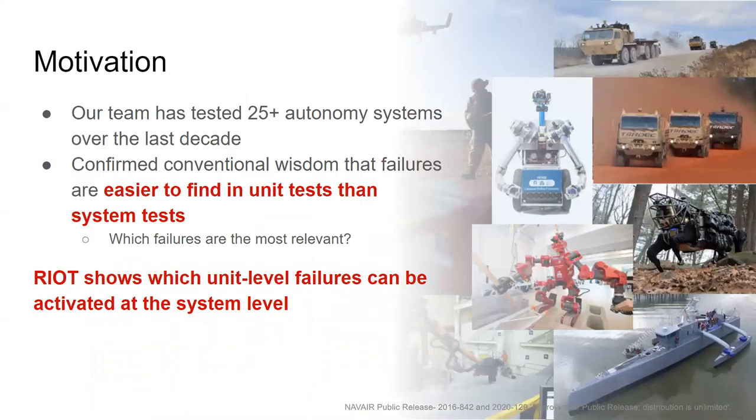To motivate this work, we use our expertise of testing over 25 autonomy systems in the last decade. In doing so, we confirm the conventional wisdom that failures are easier to find in unit tests rather than full system tests. However, we need to decide which of these failures are the most relevant and need to be fixed first. Our project, Riot, can determine which of the unit level failures can be activated at the system level and therefore can more readily present themselves in the actual systems and so must be prioritized.